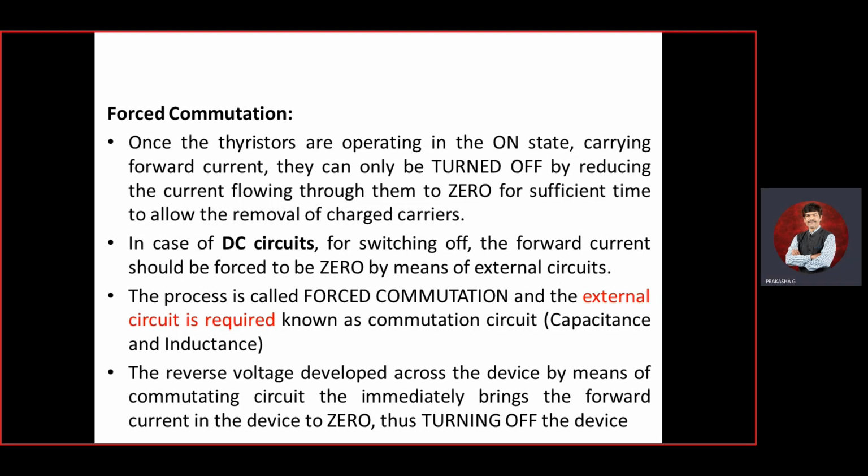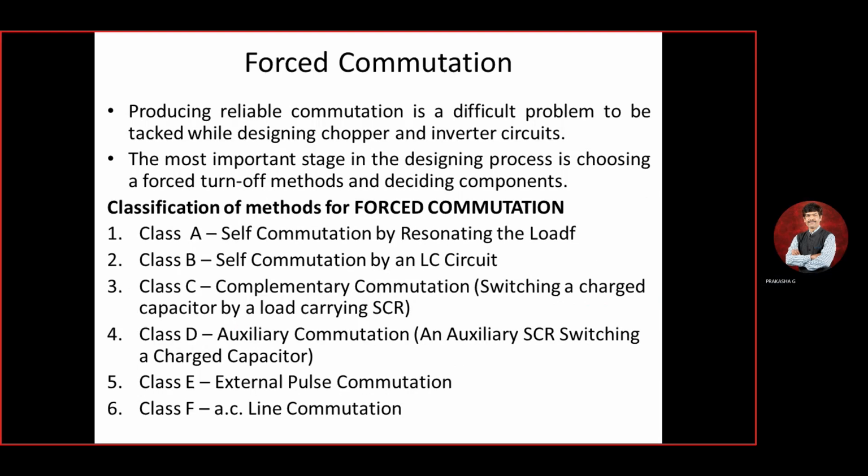Producing reliable commutation is difficult to be tackled while designing chopper and inverter circuits. So obviously, what happens now? We have learned theories. We have come across what you mean by natural commutation, what you mean by forced commutation. But where exactly are they going to be used, and how exactly do we have to design them?